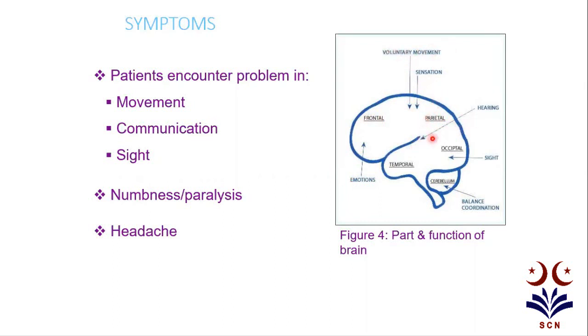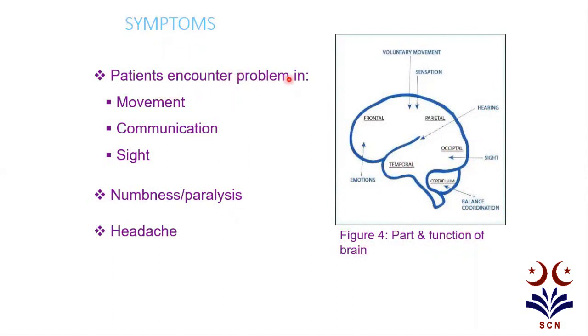And here you can see this is the temporal lobe, and this is the hearing area. This is the cerebellum, and this is the occipital lobe. The occipital lobe is concerned with vision or sight, and the cerebellum with balance and coordination. These are the various parts and functions of the brain, and symptoms would be accordingly.